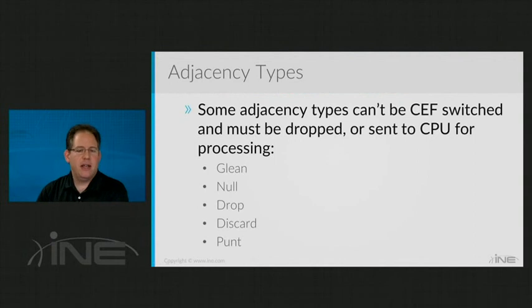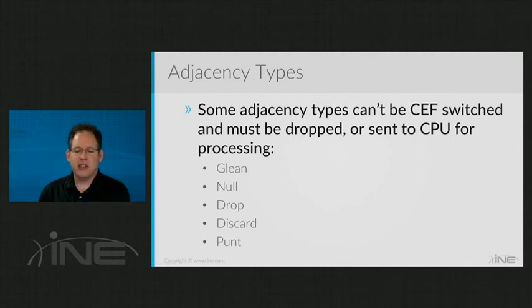Now there's some adjacency types that cannot be CEF switched and either must be dropped or sent to the CPU for processing. You might see the names of these things in the exam. Definitely the two that you should be familiar with are the glean and the punt adjacency. They both basically mean the same thing. If you see an adjacency type that says glean or punt, that means we need to forward the packet that matches this to the CPU for further inspection, for further processing.